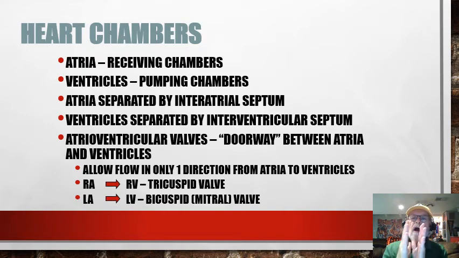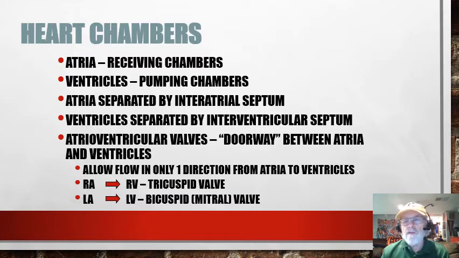Okay, now to get blood from the atrium into the ventricles, it goes through a valve. It's like a doorway. There's a doorway that allows blood to go from the atrium into the ventricles. When I don't want the blood to go through, these valves are closed. When I want the blood to go through, the valves become open. And they're called atrioventricular valves, because they're from the atria to the ventricles. Okay, so they're between the atria and the ventricles.